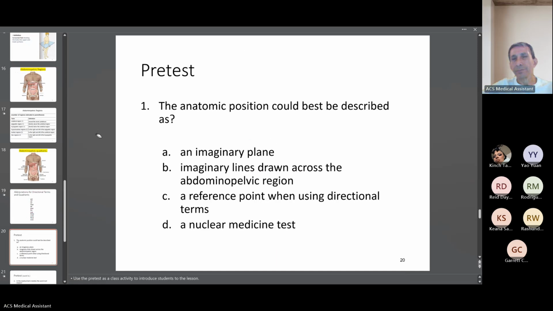Good. Let's do a little pretest and see if you can answer this. So I'm going to give this to you, so when we come back from break, we can solve these. Read it and select the correct answer. There are 5 pretest questions. Let's see if we can get this.